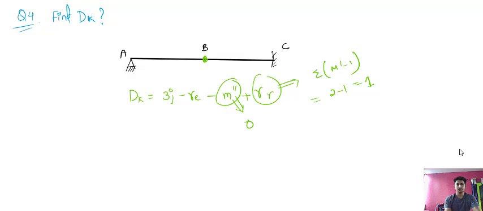Number of joints are 1, 2 and 3. So 3 into 3 minus external reactions, here 2 and here 3, that is 5. Now external reaction value is here, minus m double dash is 0, plus RR value is 1. So this is 9 minus 5 is 4, 4 plus 1 is 5. So here degree of kinematic indeterminacy is 5.